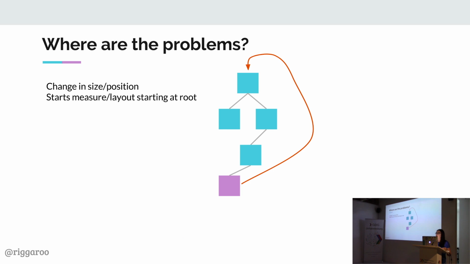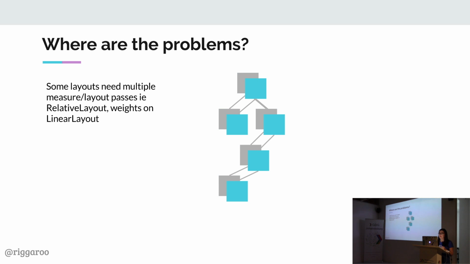Say, for instance, one of your views in your screen needs to change its size or position. What the system has to do now is redraw the whole layout, going through the whole layout process again. That can be quite problematic as well. Another problem is that some layouts need to do multiple layout passes. Like I mentioned before, relative layout needs to do multiple layout passes, as well as if you're doing weights on a linear layout. That's why I said don't do weights if you can avoid it.